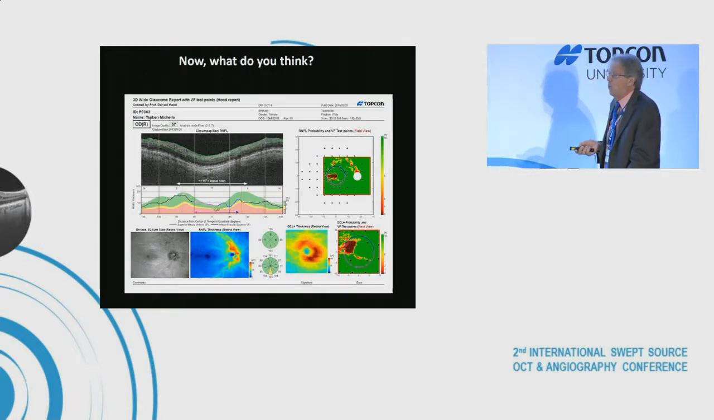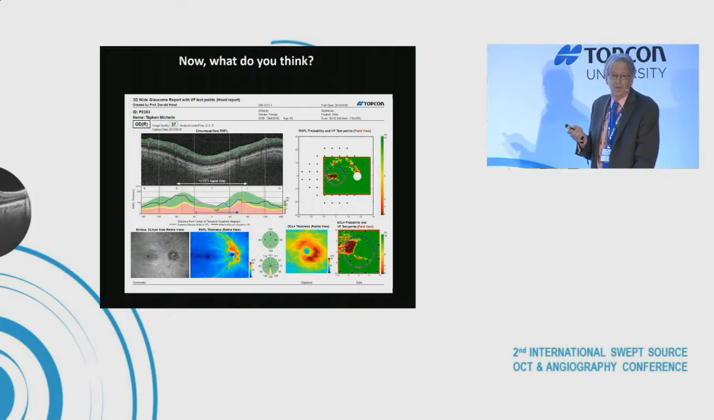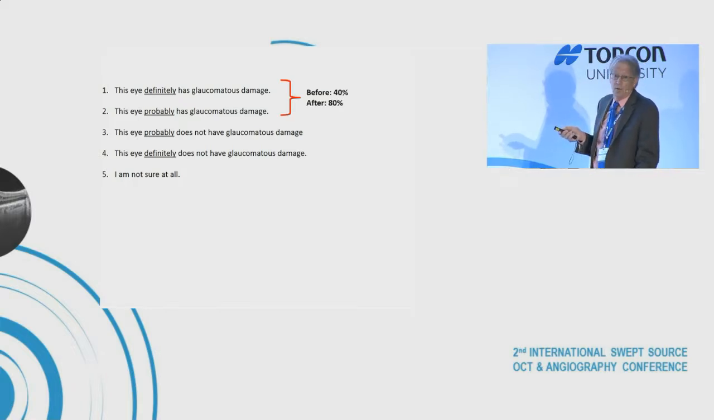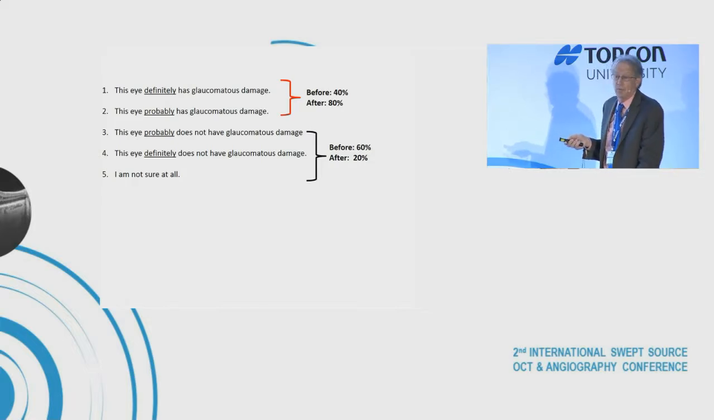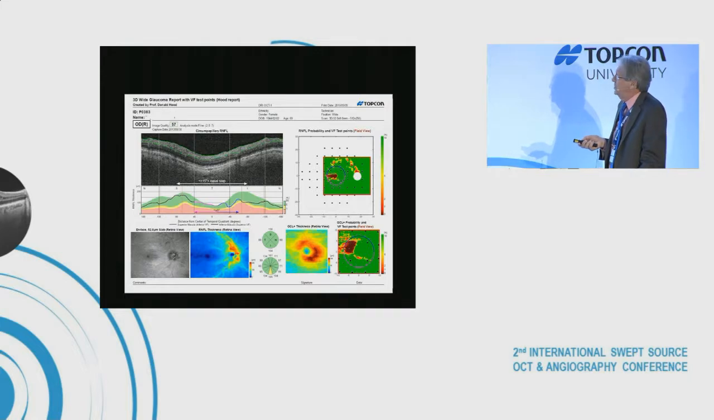All right, here's the report. What do you think? I'm going to argue, if I've been clear enough in what I'm describing, you can quickly see that there's damage here. So I showed them this for a couple of seconds, and then I went back, and now 80% thought it had glaucoma, right? And 20% only in this group. Now, why 20% in this group? Well, that's a little surprising to me, but you get skeptics, right?